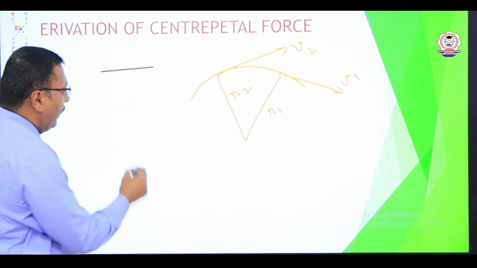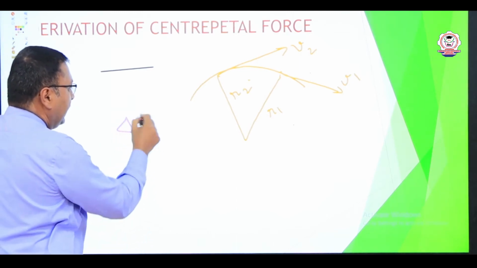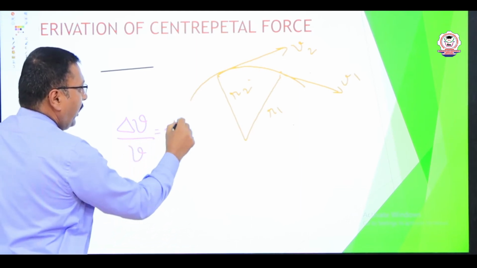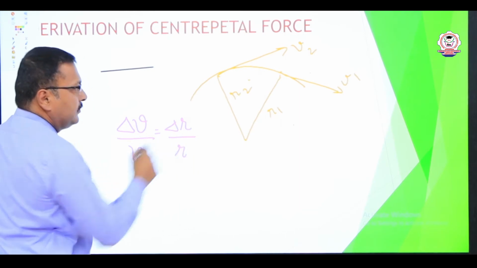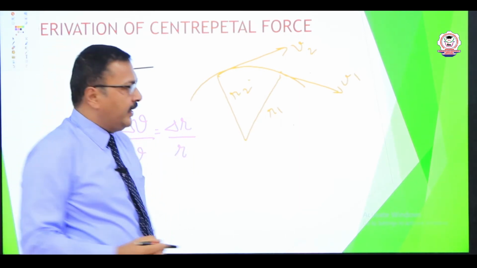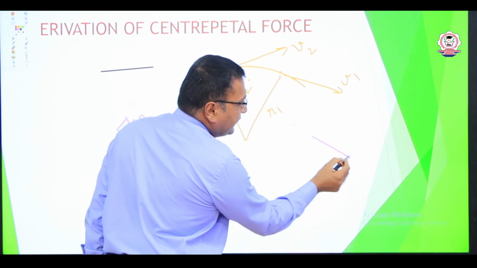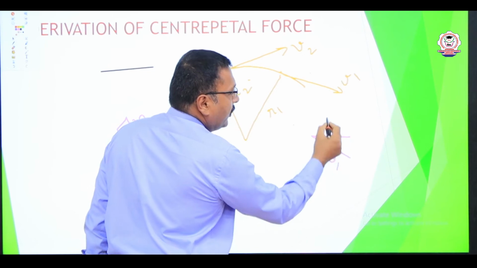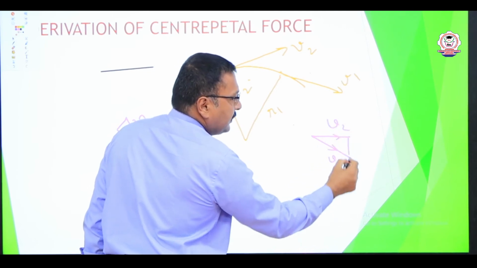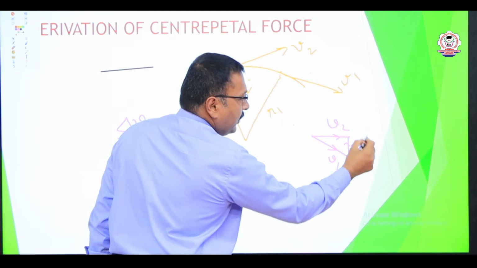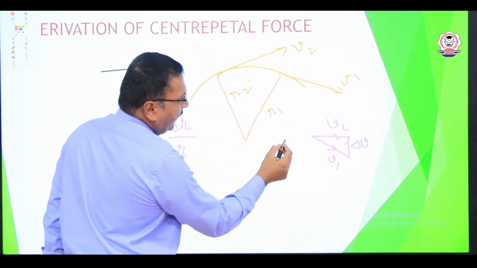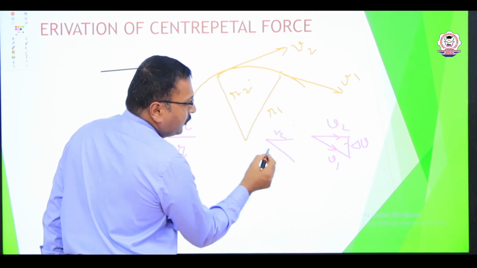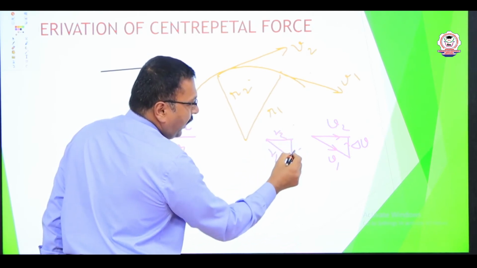So I am going to find out delta V by V is equal to delta R by R. How did we derive this equation? First of all, you should know the vector algebra. I am taking the V1 here in this direction and this is the V2 in this direction. So by vector algebra, what is this distance? Delta V. Similarly, I am connecting these points. So this is my R2, this is my R1 and this is my delta R.